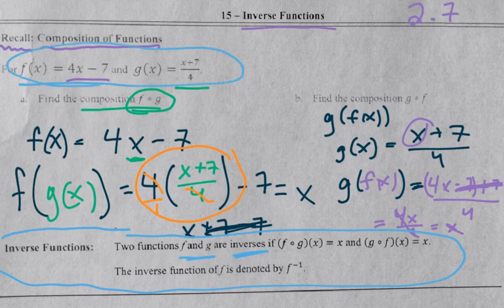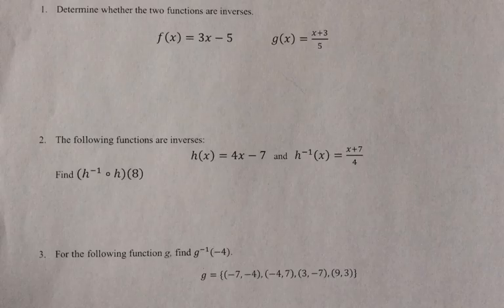So we could also denote this as f of x equals 4x minus 7, and f inverse of x equals (x plus 7) divided by 4. We can use that fact to determine if two functions are inverses of one another.